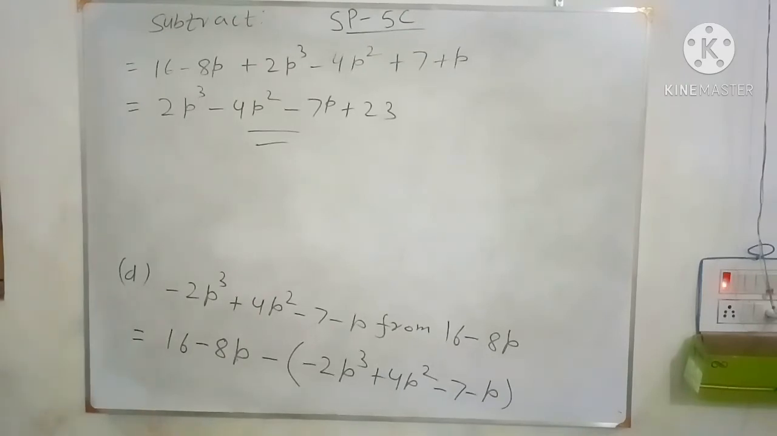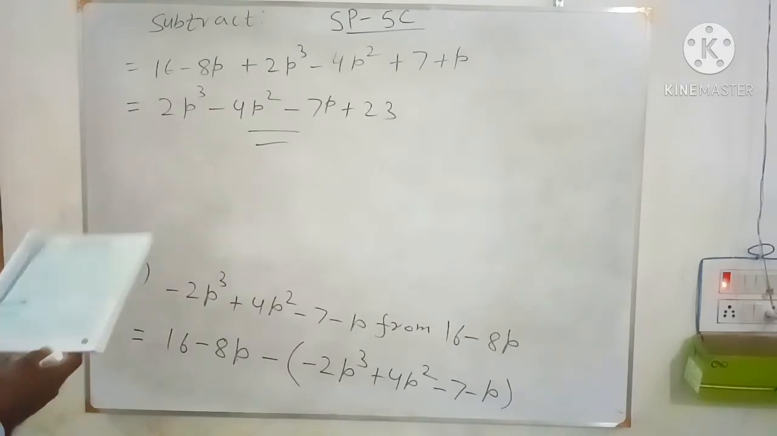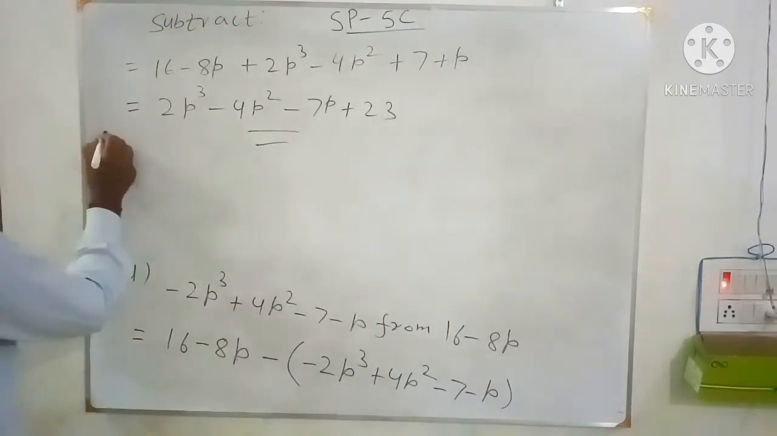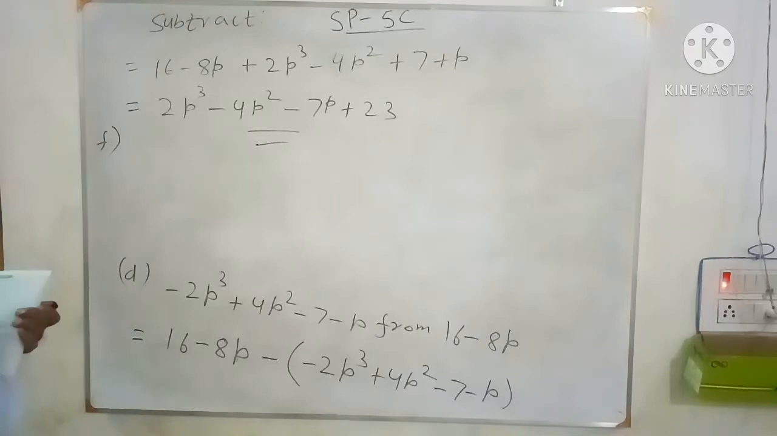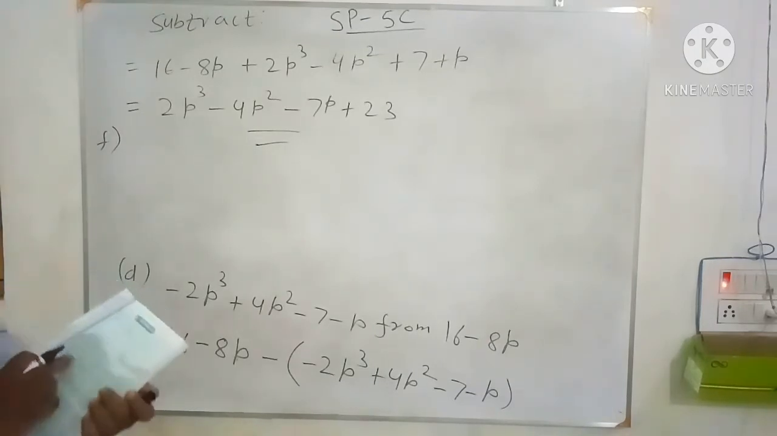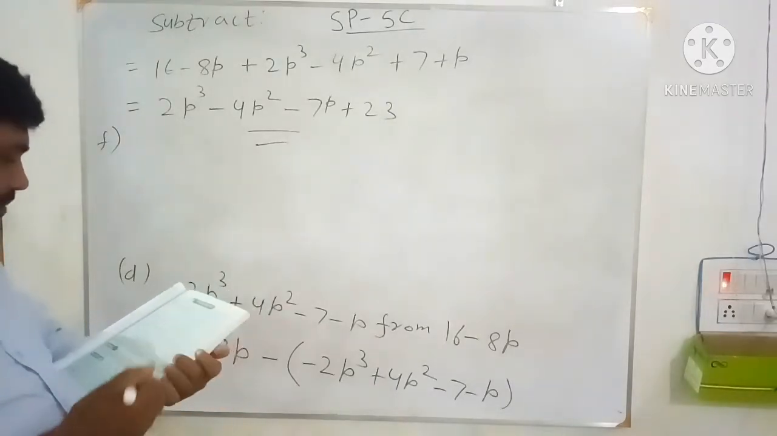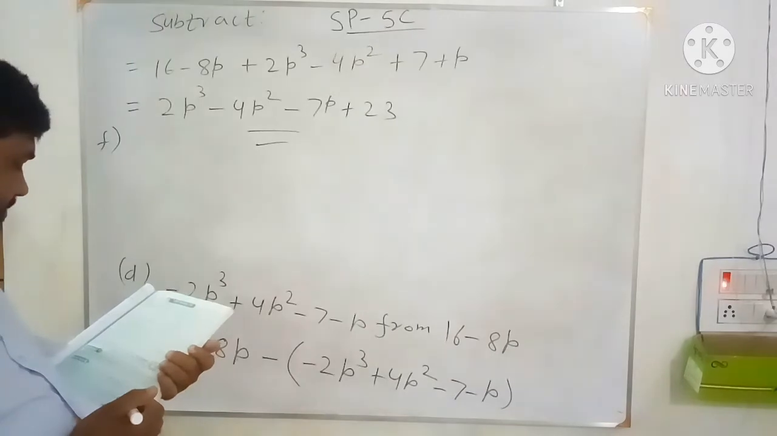Now we move to the next question. After D we can do F. Now we are going to solve question number F. See, we have to subtract the sum of x square minus 2xy plus y square and x square plus 3xy plus y square from x square minus 6xy plus 4y square.